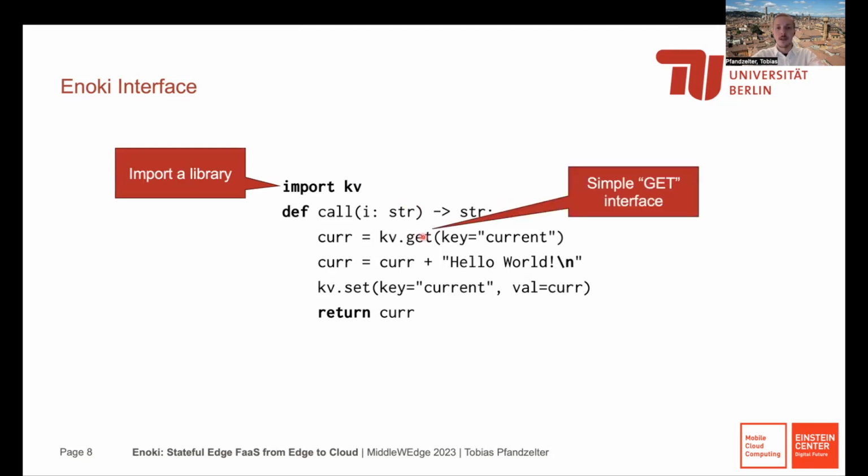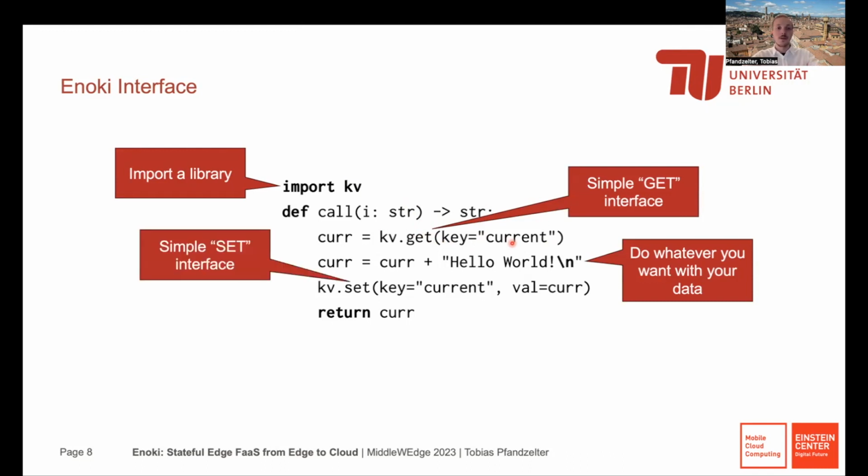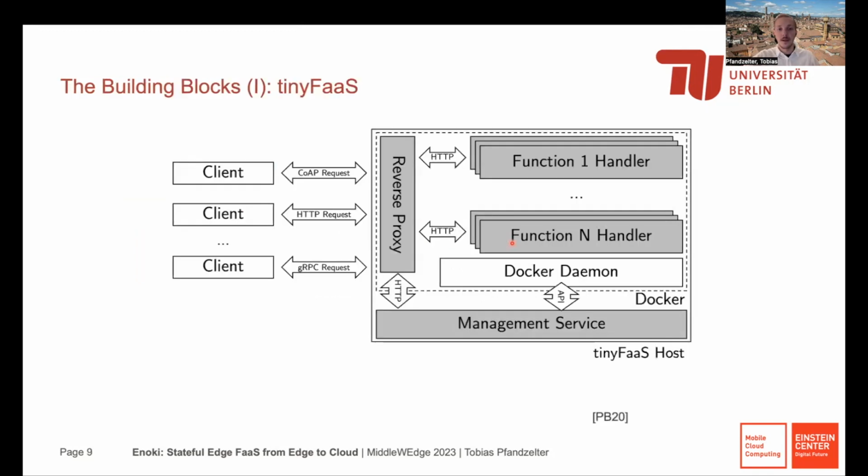Our library has a simple get interface. You can get a current key. You can do whatever you want with your data. It's a key value store, so you can modify it, you can read it, you can do calculations on it. In this case, you simply append a string. And you can then also use a simple set interface to set a different value and save all the modifications and save your new state.